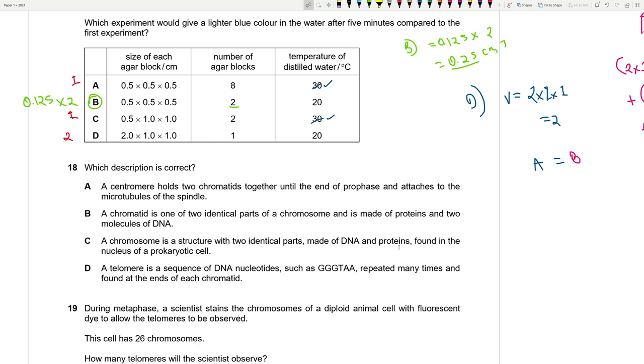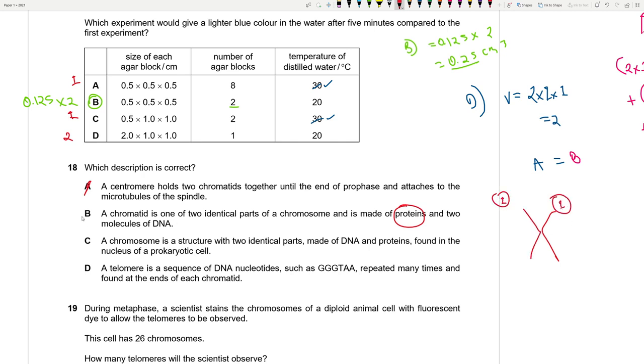A centromere holds two chromatids together until the end of prophase and attaches to the microtubules of the spindle. No, not really, because it holds them together till the end of metaphase, till anaphase begins. A chromatid is one of the two identical parts of a chromosome and is made up of proteins and two molecules of DNA. That's wrong. It's made up of nucleotides and one molecule of DNA, okay? One chromatid is one molecule of DNA.